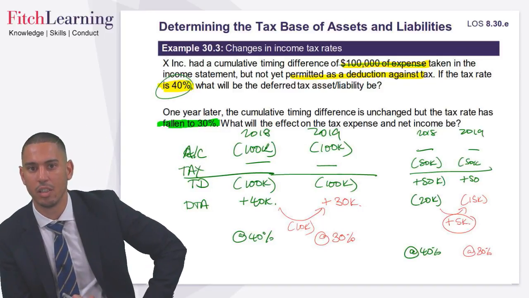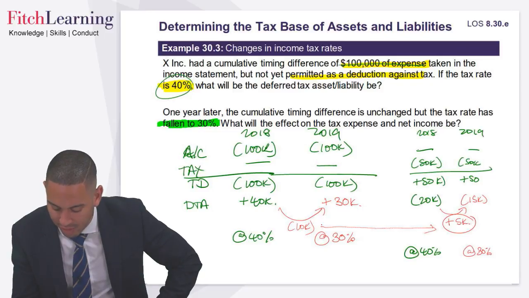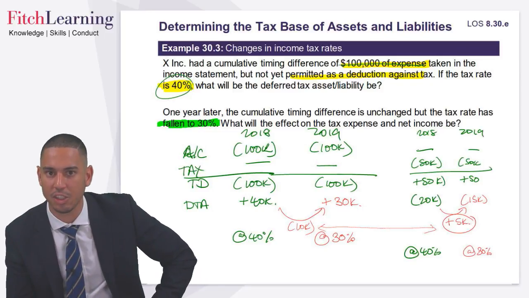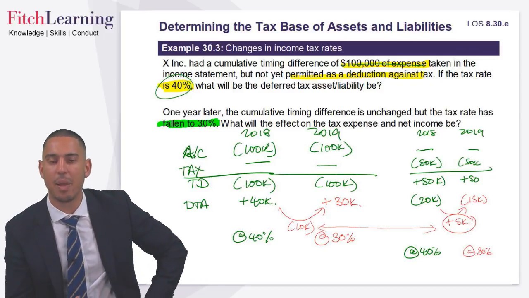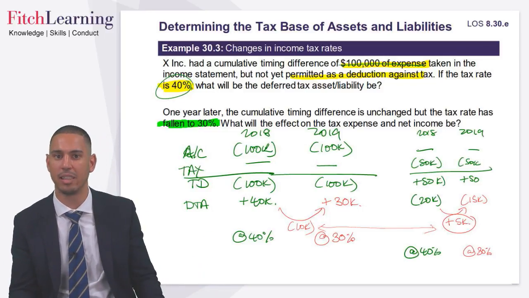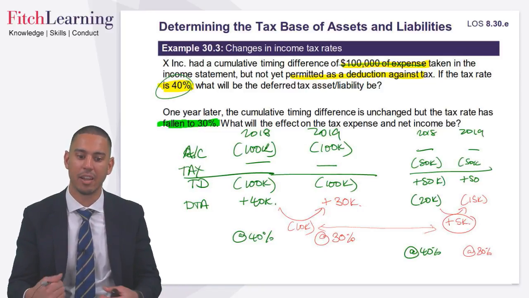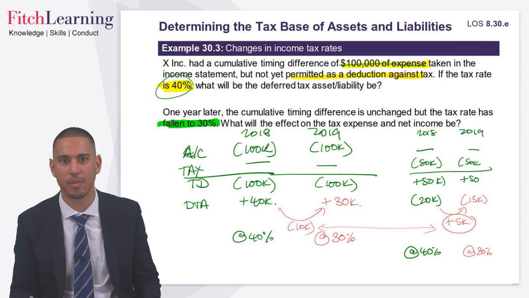So really, how I am affected by a change in tax rate depends on the direction of the tax rate, and it depends whether I have more tax assets than I do liabilities or more liabilities than I do assets. And those two are going to offset each other.